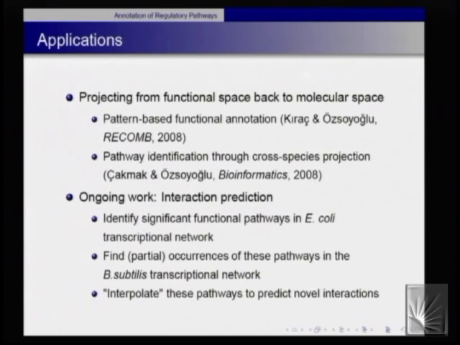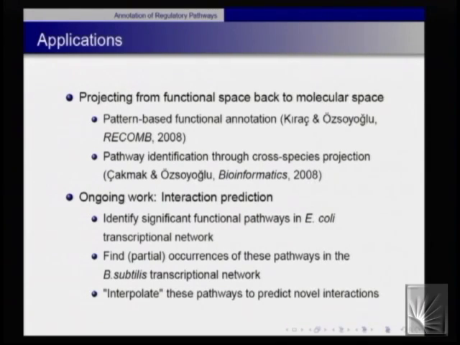Mustafa published this paper in RECOMB, and Ali was projecting these patterns on pathways of different species to predict pathways, and he published in Bioinformatics. So what we are trying to do is use a similar idea. We are trying to predict interactions. The general principle here is to identify the patterns that are significant, project them from the gene space to the function space, the networks, then project back, and interpolate for the missing functions, missing interactions, missing pathways, whatever.